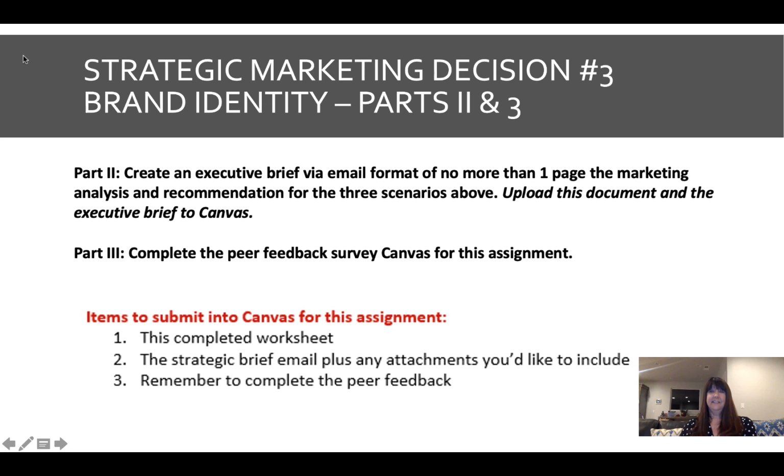At the end of the day, when you're ready to turn all this in, you're going to turn in three things. You're going to turn in the worksheet you just completed. You are going to turn in a brief email document. You can attach anything you want. You can say, please refer to the worksheet. You can do whatever you want, however you would communicate to a CEO. And then finally, as always, you're going to rate your team members on how you participated and their contributions.